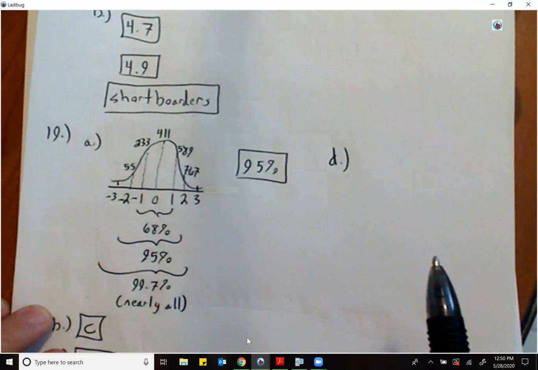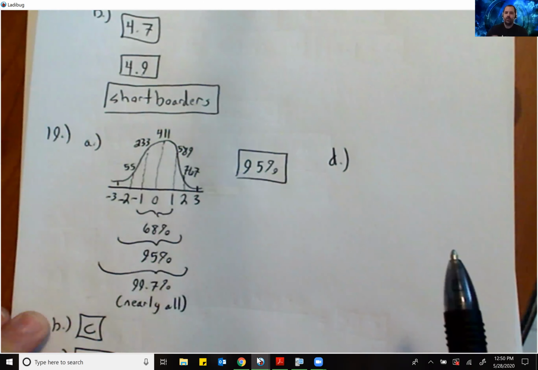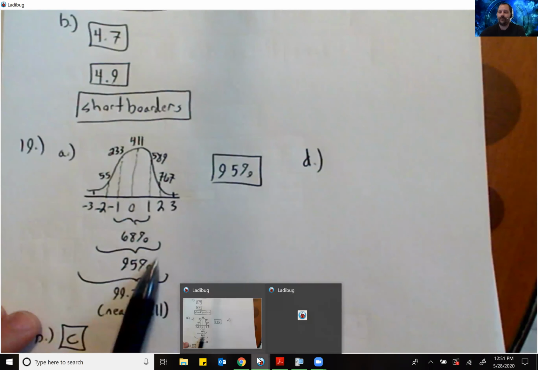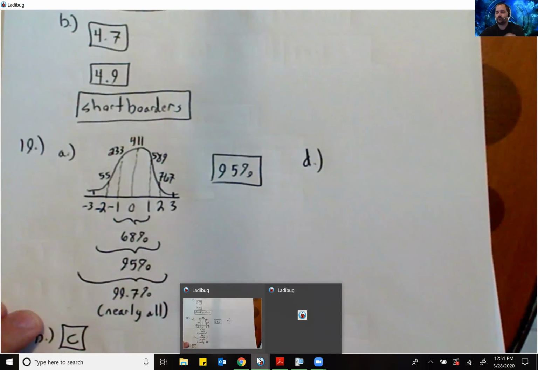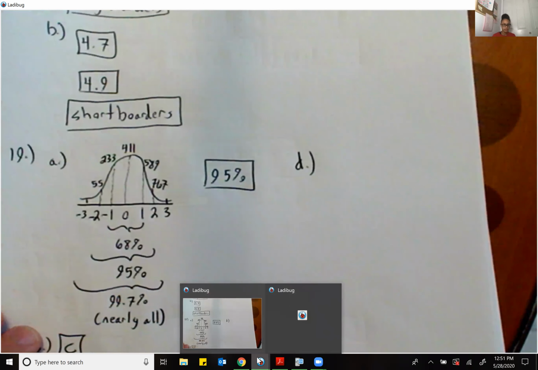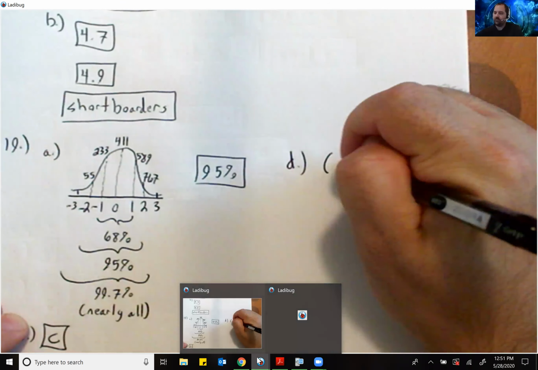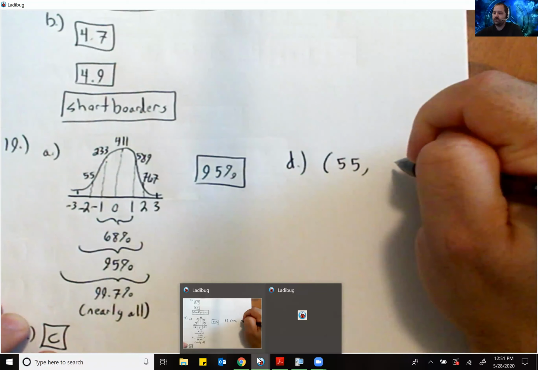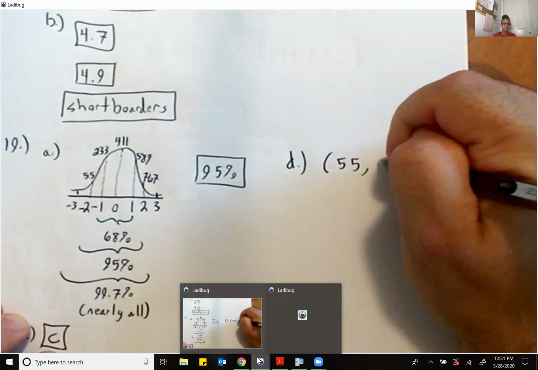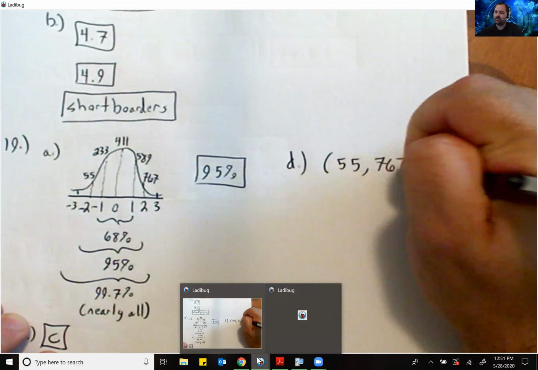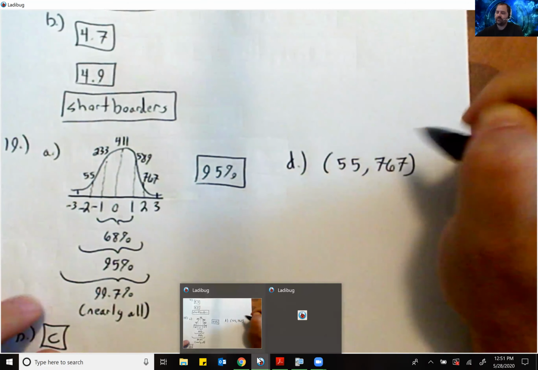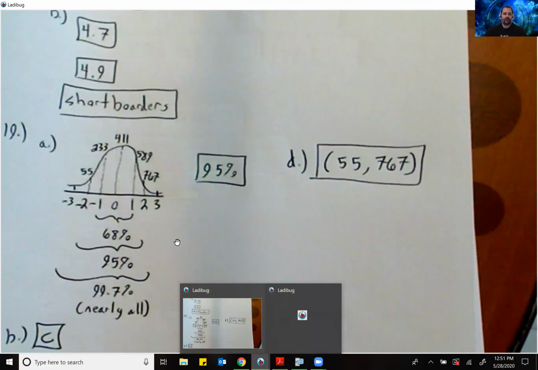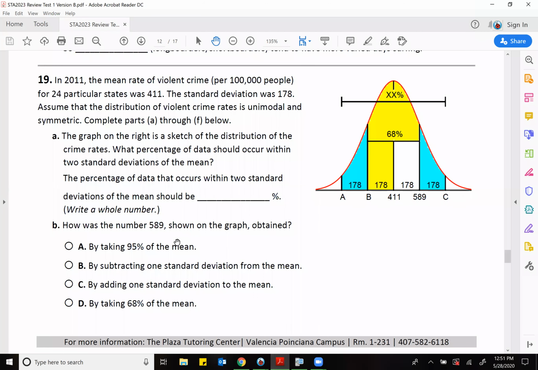Yes. Okay. So they just want to know between which two values is 95%. From where to where? 55. And what's the top number? 767. You got it. And there you go, that's what D was after. Just the empirical rule. That's all it is.